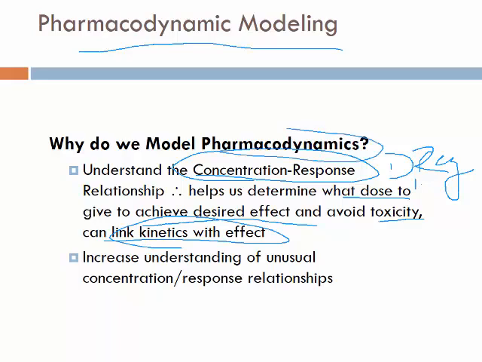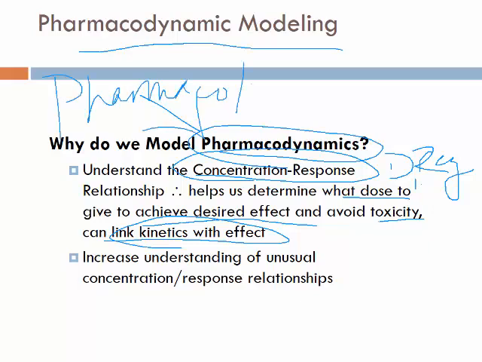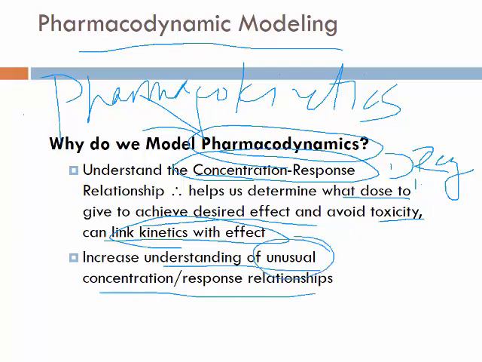So if we can model pharmacodynamics and link that with our model for kinetics, we have the whole thing solved. We know exactly how much drug we should give per time to get a certain effect. It also will help us increase unusual relationships that are not easily understood.